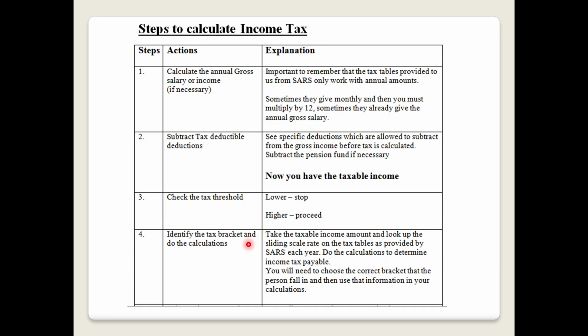So take the taxable income amount and look up the sliding scale rate on the tax tables as provided by SARS every year. Do the calculations to determine the income tax payable. You will need to choose the correct bracket that the person falls in and then use the information in your calculations.